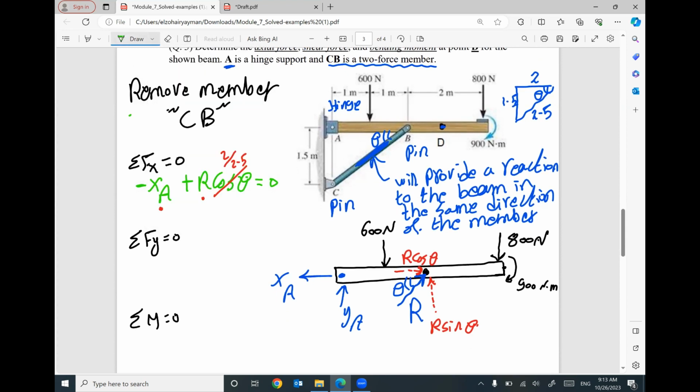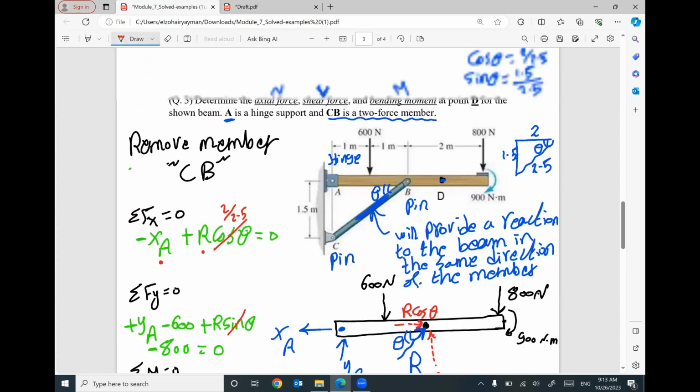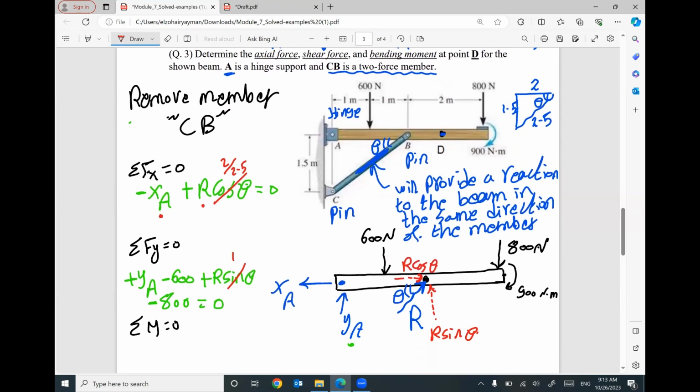We have in y positive YA. We have negative 600. We have positive R sine theta. We have negative 800 equals 0. Yes, I do have the value of sine theta equal 1.5 divided by 2.5. However, YA and R are still unknowns. I cannot do anything more. Leave it.